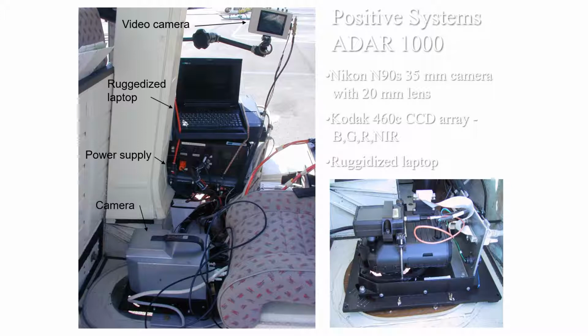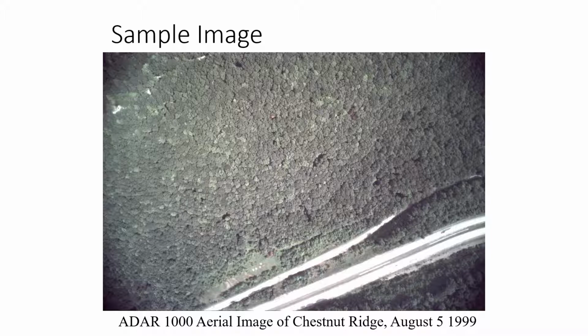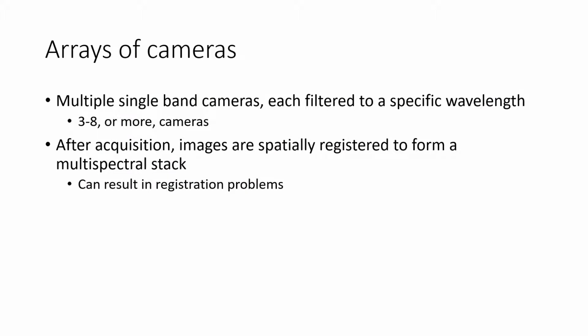Here are some examples of different systems, just some photos. An image, you can see what you might get with something like that. We have an array camera. It's multiple single band cameras, each filtered to a specific wavelength, and the idea is that you might have 3 to 8 cameras, maybe more. Each one is set up to target a specific wavelength that you're interested in, and then you can combine them all together to have this multispectral data set that you want. Usually they're spatially registered to form what we call a multispectral stack. However, you can have registration problems when you do this.